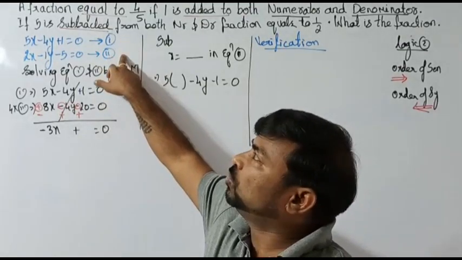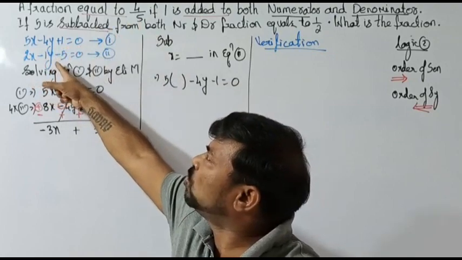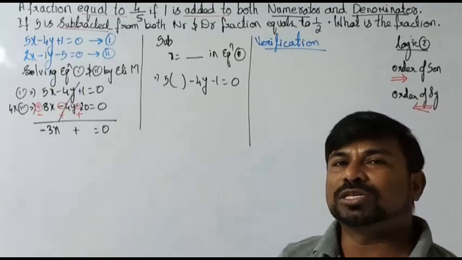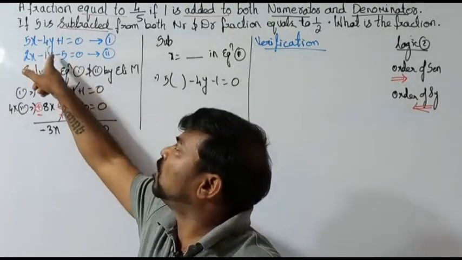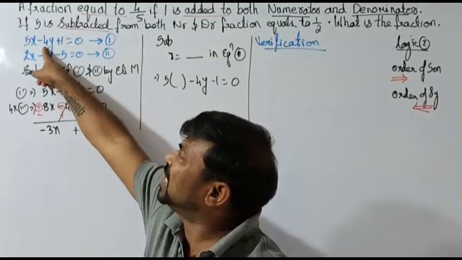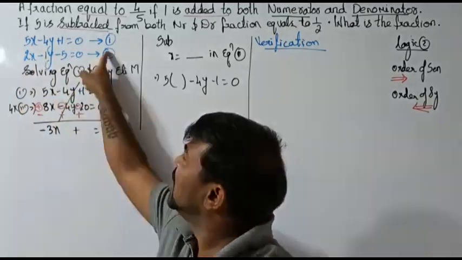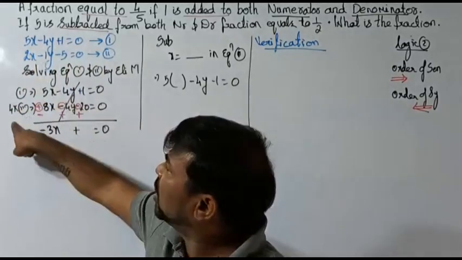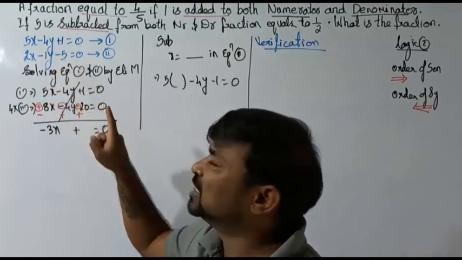So we have two equations: 5x minus 4y plus 1 is equal to 0, and 2x minus 1y minus 5 is equal to 0. We are solving the two equations with the help of the elimination method. In the elimination method, we have to make the coefficient of any one of the variables equal. Here the coefficient of y is 4, so I want to make the coefficient of y also 4. Therefore, I multiply the entire second equation by 4. 4 2's are 8, 4 1's are 4, and 4 5's are 20.